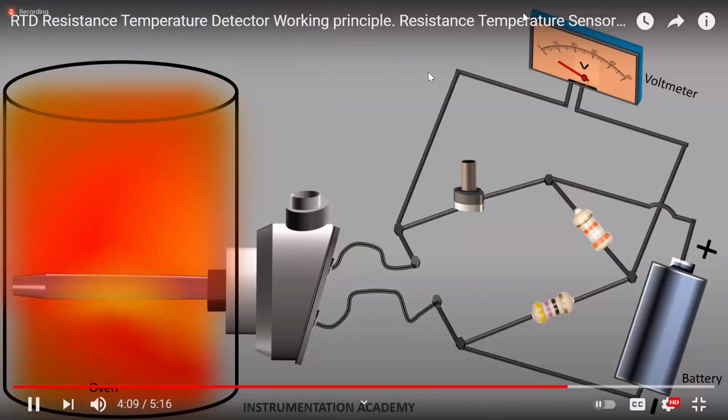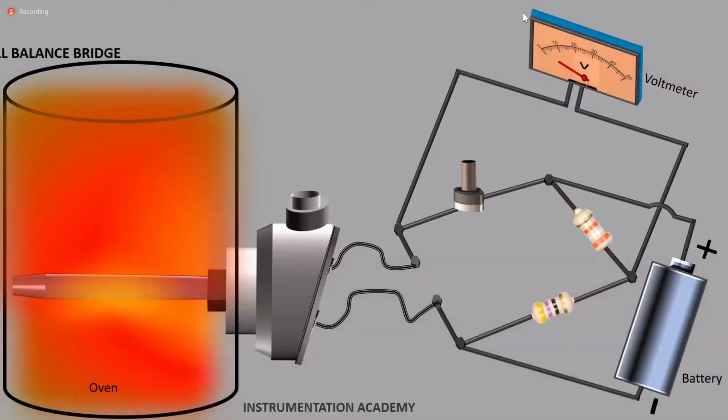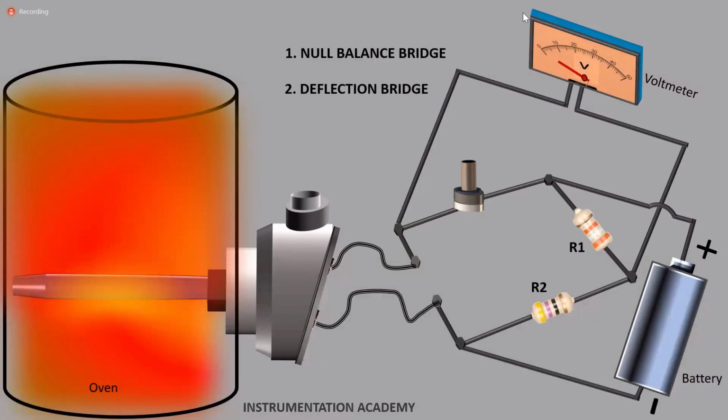Two types of Wheatstone bridge circuit configurations are mainly used. One is the null balanced bridge and the other is the deflection bridge. In the null balanced bridge, the resistors R1 and R2 are known and R3 is an adjustable resistor. The resistor R3 is initially adjusted in order to obtain 0 volt in the voltmeter. In this condition, the bridge is said to be null balanced. This would be the zero or set point on the RTD temperature output.